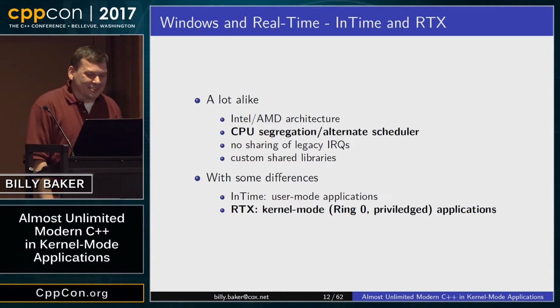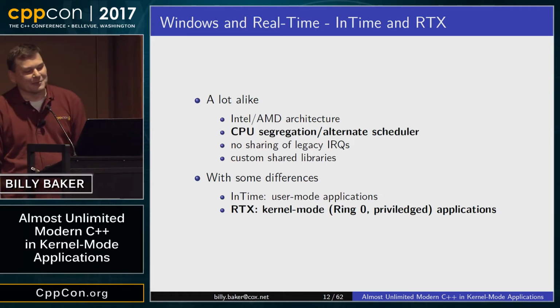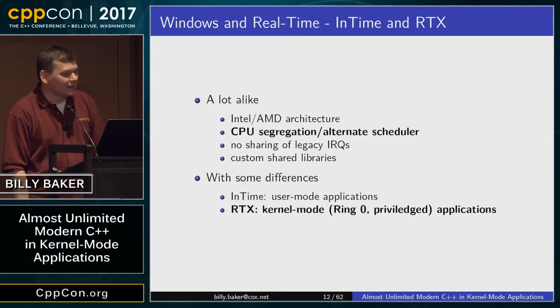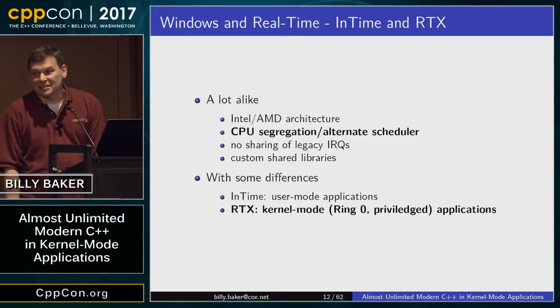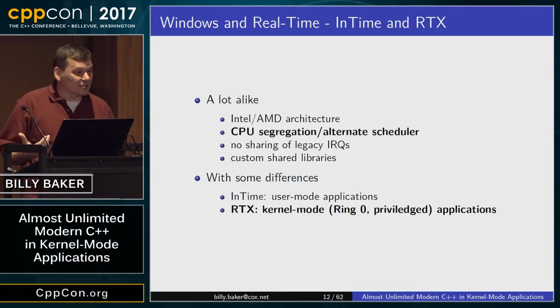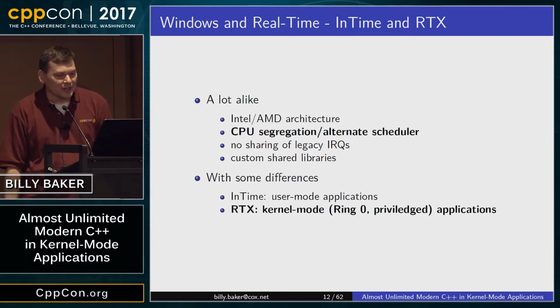So for Windows in real time, obviously Windows itself is not going to be real time. But if we look at these two extensions, InTime and RTX, they're really a lot alike. They're pretty much limited to the Intel and AMD architectures. They do the same thing that I showed on the previous slide. They want to segregate CPUs that are doing real time from the other CPUs.